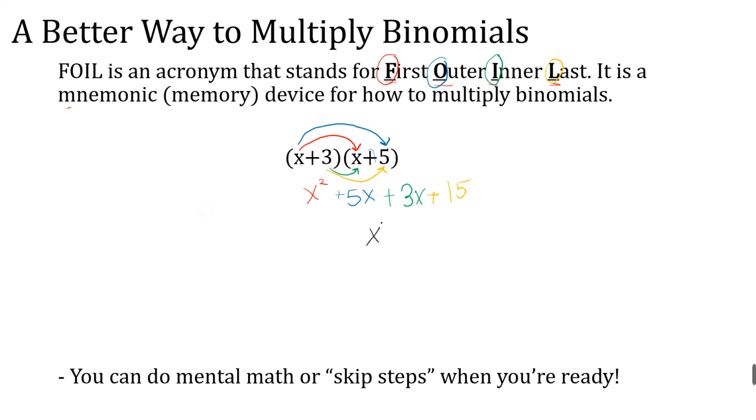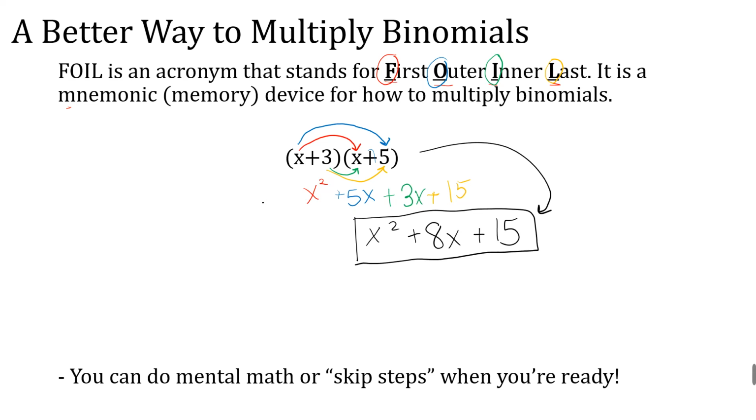And we get x squared plus 8x plus 15. And so, of course, we got the same answer as we did before when we did a little bit more writing. Now, you might start to get really good at these multiplying binomials, and you can do mental math or skip steps when you're ready. So what I mean by that is you'll be able to see the question and skip right to the answer. So you would skip this step once you get more advanced, which I highly recommend. Skipping steps once you really get the hang of these, and you'll be a lot faster.